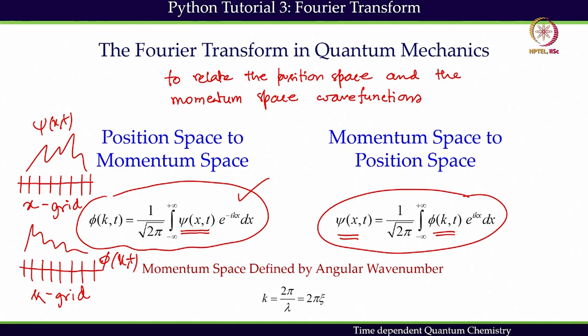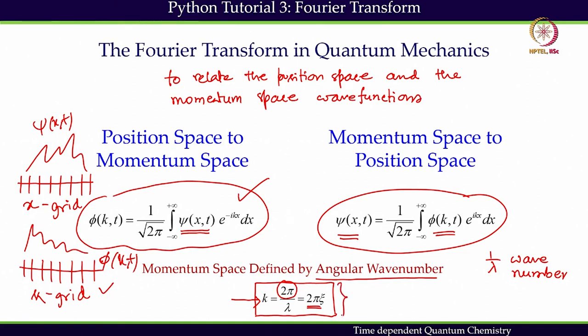The position space represents the x space, which is the coordinate space, and momentum space represents the k space, where this k is defined by 2 pi by lambda, and we will see why the definitions are like that. We know that 1 by lambda is the wave number, and because it is multiplied by 2 pi, this k is considered to be the angular wave number. So, the angular wave number represents the momentum space, which is nothing but 2 pi xi. Xi is the frequency component which we are presenting here. The meaning of this representation will be cleared in the next slide.